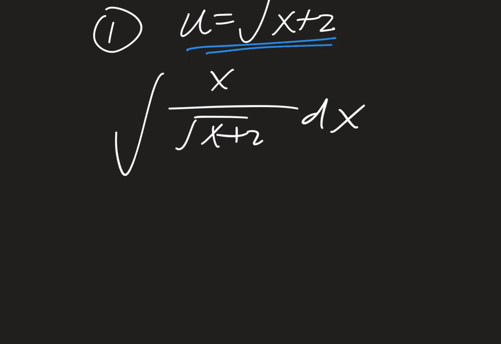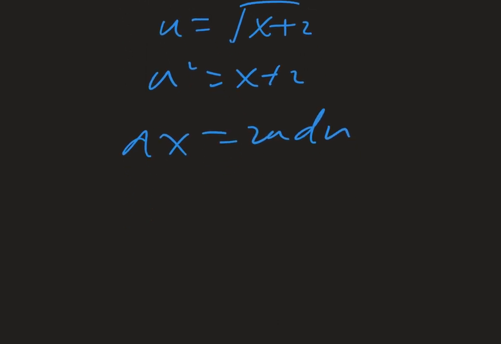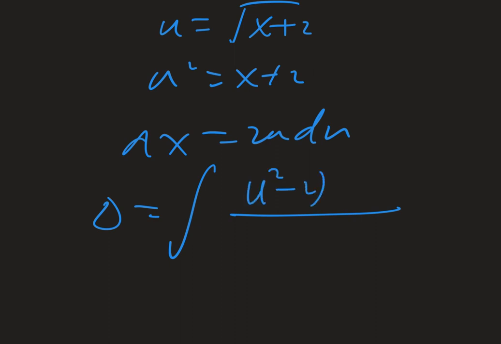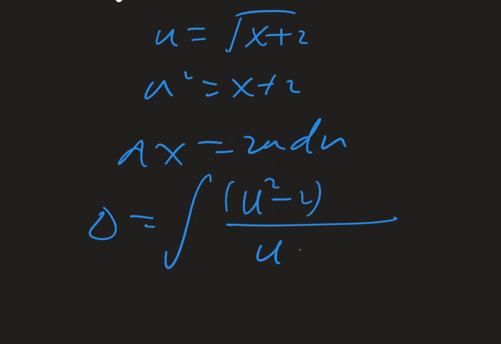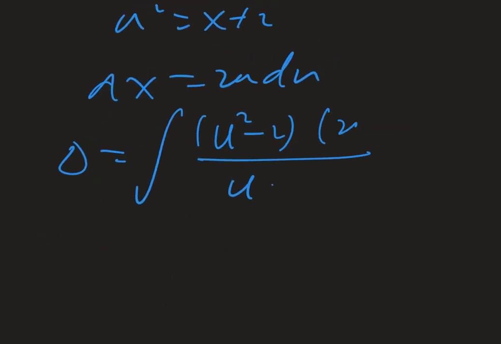Okay, so we know that u equals square root of x plus 2, so u squared equals x plus 2. So I'm going to do it quite fast. dx equals 2u du. So the original term becomes (u squared minus 2) divided by u, times 2u du. Correct? So this can cancel off.